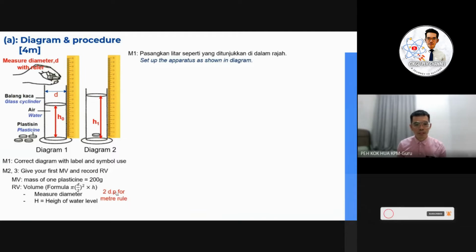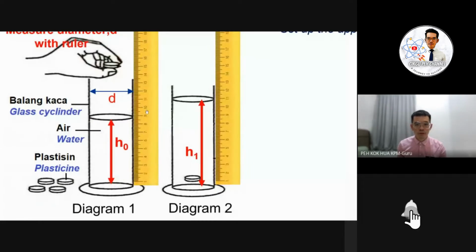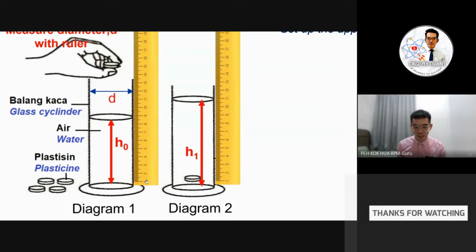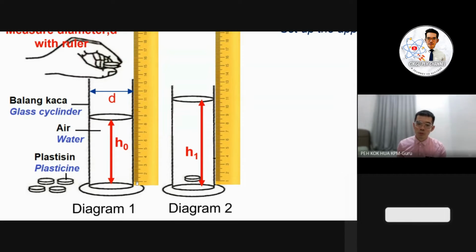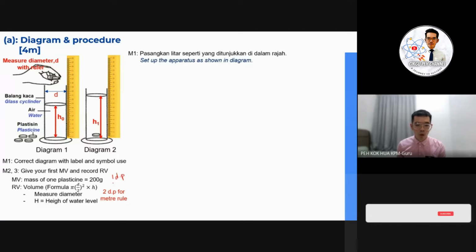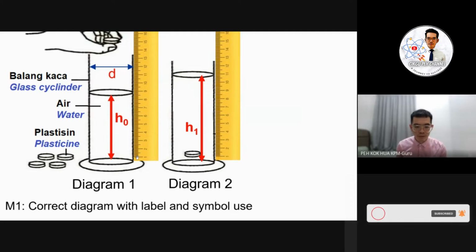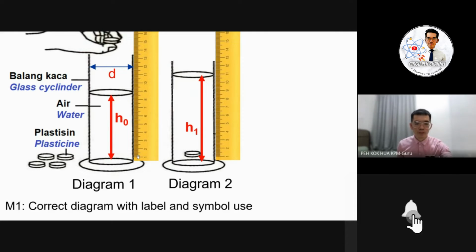How many decimal places do you have to take for measuring your h1 and diameter here? You can look at your ruler. The sensitivity of the meter rule in my diagram, the smallest division, is 1 mm, or 0.1 cm. So you can give 1 decimal place or 2 decimal places, where you can look at the first smallest division and estimate half between the divisions.